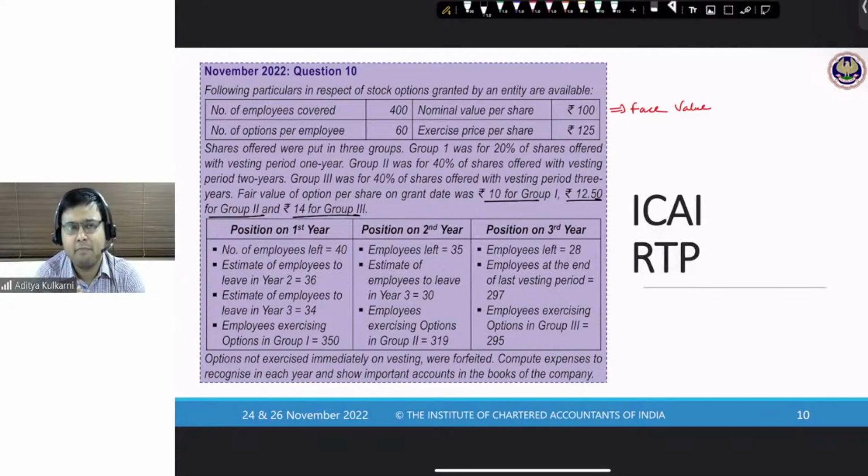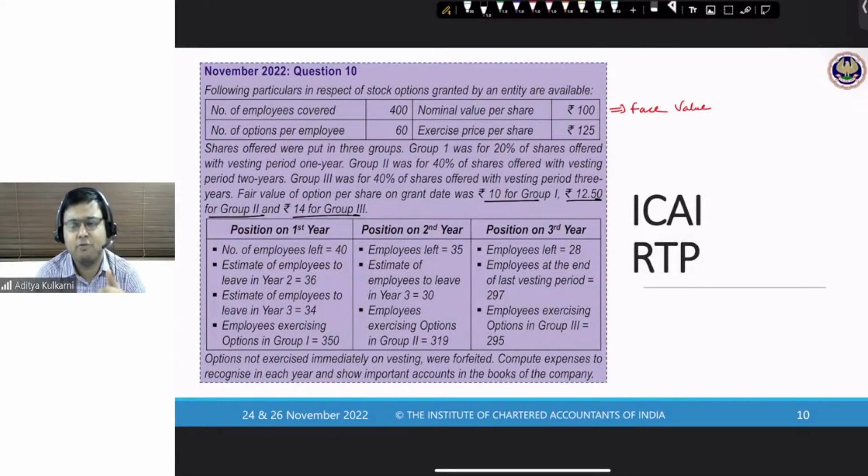So what the management tells is, all right, we will give you one plan only. Out of that one plan, 20% of shares in that plan will be vesting at the end of the first year. 40% of the shares will vest at the end of the second year, and the remaining 40% will vest at the end of the third year. So basically, it is one plan, which is vesting in a gradual manner.